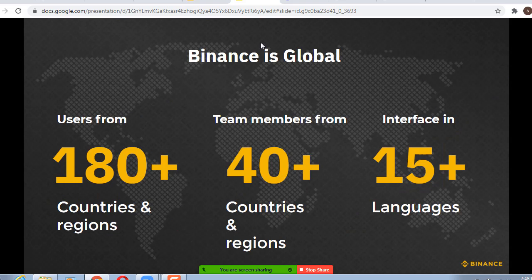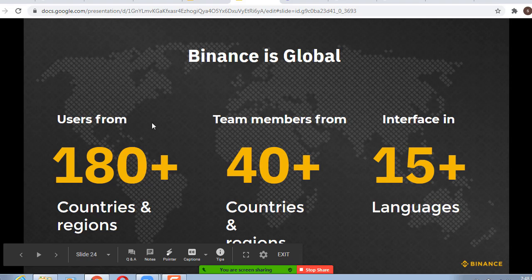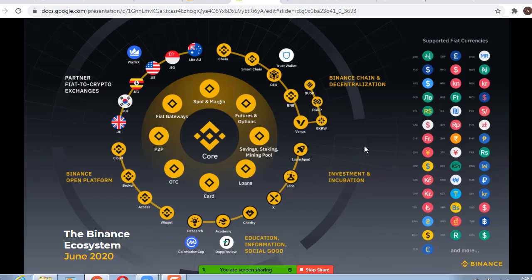Now, Binance has global users in 180 plus countries and regions. Its team members are over 40 plus in different countries and regions as well. And its interface has 15 plus languages. That's awesome. That means if you're in France, you can also see the French interface. So it's good to trade on Binance.